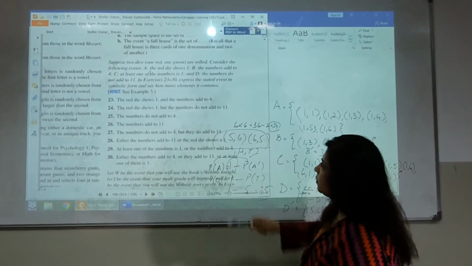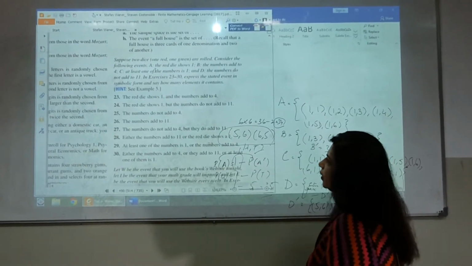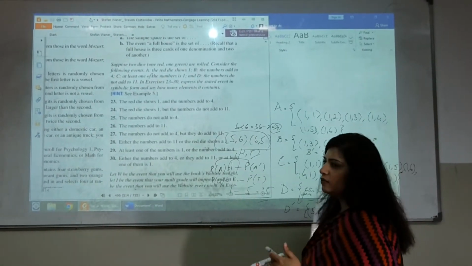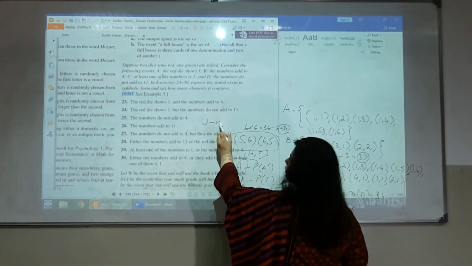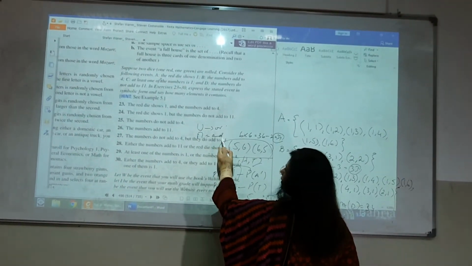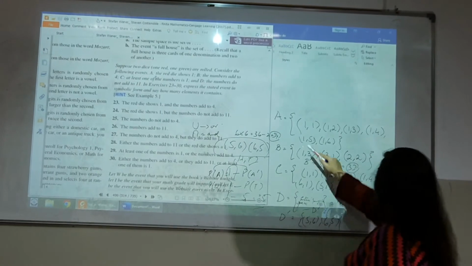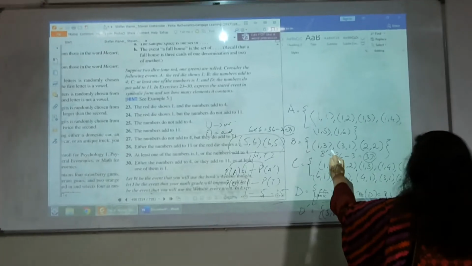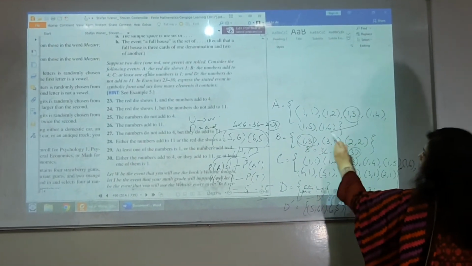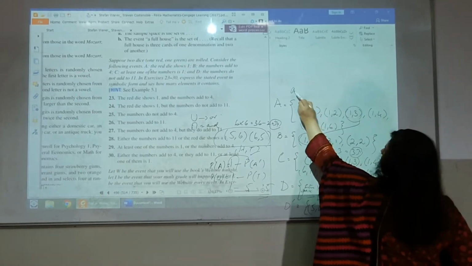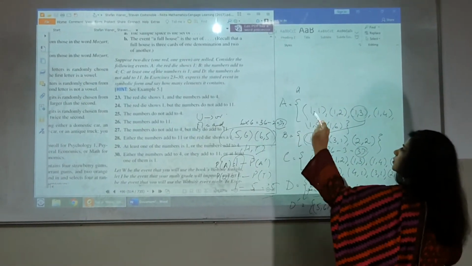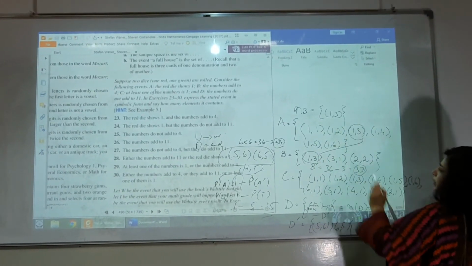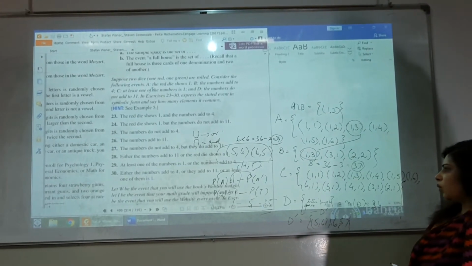Now let's just come to the problems. In question number 23, the red die shows 1 and the numbers add to 4. Okay, so I told you that when we have a union, we have OR. If we have intersection, we have an AND. So when the red die shows 1, we have all these possibilities and the numbers add to 4. In this case, there will be just one that I'm going to be isolating. There's only one common. So I can have A intersection B in this case. A intersection B would be 1, 3.